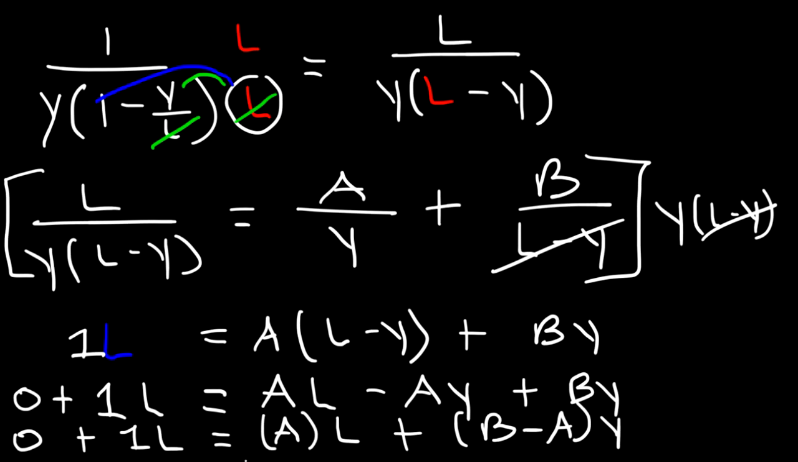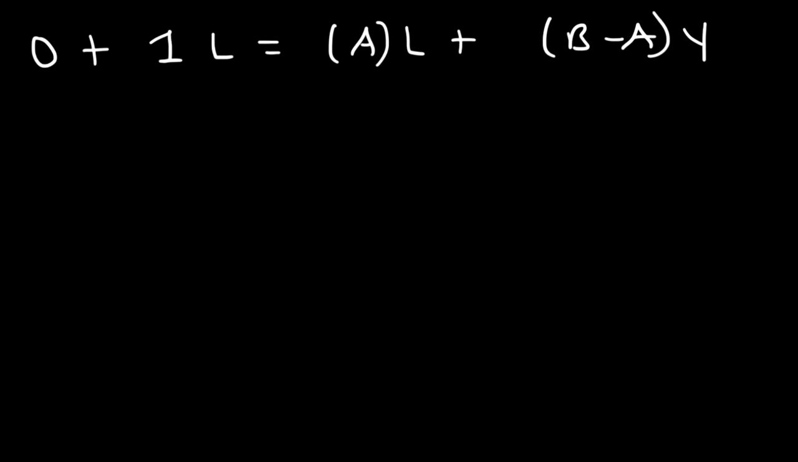So I'm going to rewrite this expression on a new page. So it's 0 plus 1L, which is equal to A times L plus B minus A times y. So 0 is the same as 0y. Now here's what you want to do. Since L is equal to L, then the coefficient in front of L, which is 1, must equal A. So therefore we could say that A is equal to 1. And that's how partial fractions work.